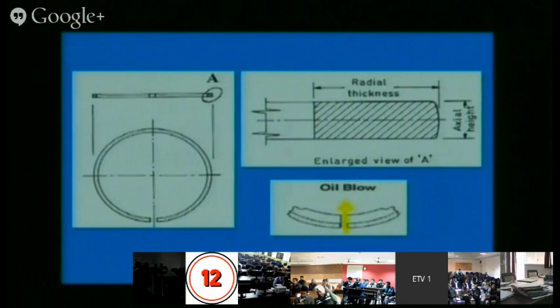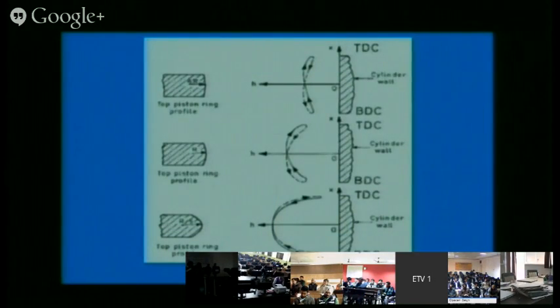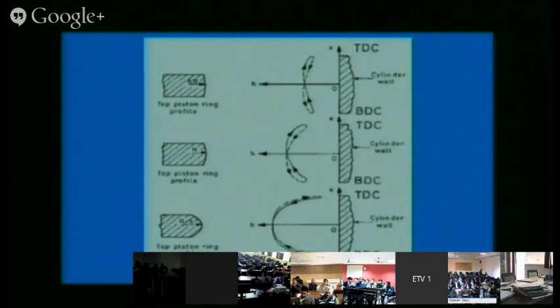And here also, if you see this figure, oil is blowing, oil is going out through the cut end of the piston rings. So how should this end be designed so that proper sealing is there and an energy efficient engine can be developed? Now certain profiles have been shown here, and for the top piston ring profile we are looking at 3 cases.